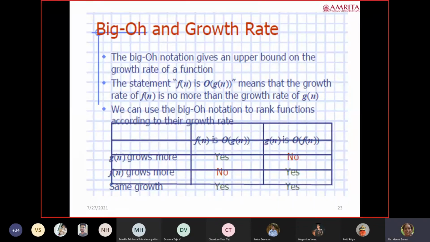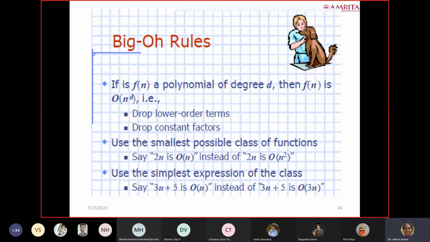So we were discussing big O and growth rate in the last class. So we used to find the big O, right? Big O rule basically. So this is what we had discussed yesterday. The last point that we were discussing was we are going to use the simplest expression of the class. For example, if you have 3n plus 5, you will not call it O of 3n. You will call it O of n.